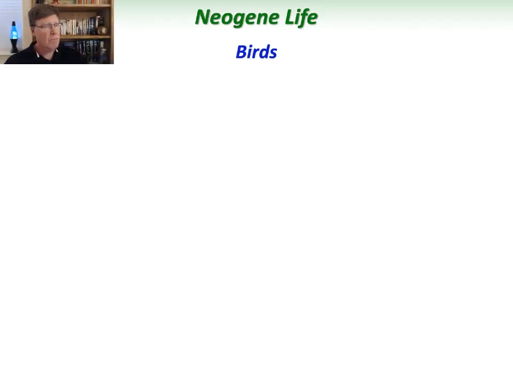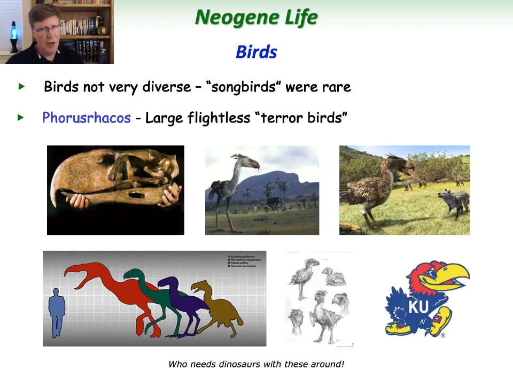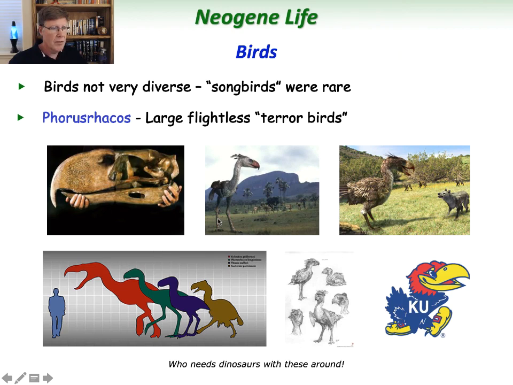Birds of the Neogene weren't as diverse as they are now. We didn't have that many songbirds like we do today. However, we did have Forusrhacos, terror birds, large flightless birds that acquired massive sizes, and these are the descendants of the dromaeosaur dinosaurs. Although these are birds, class Aves, and dinosaurs are class Reptilia, these are the descendants of dinosaurs. Remember, birds are avian archosaurs, and these terror birds are non-avian or non-flyers.